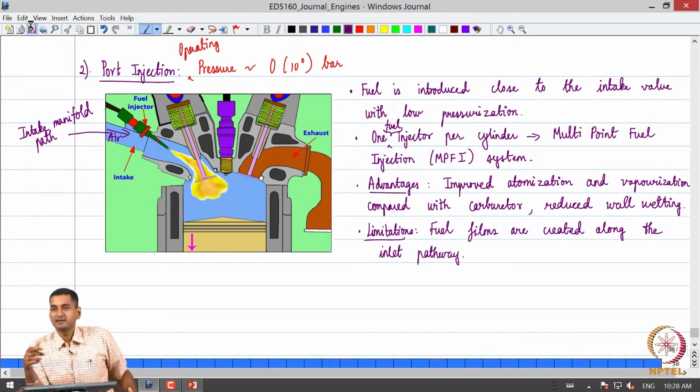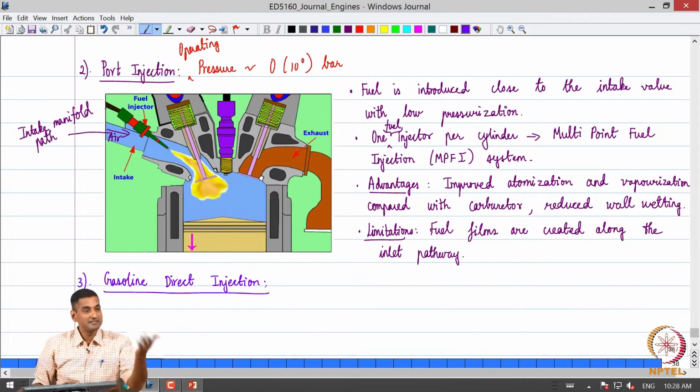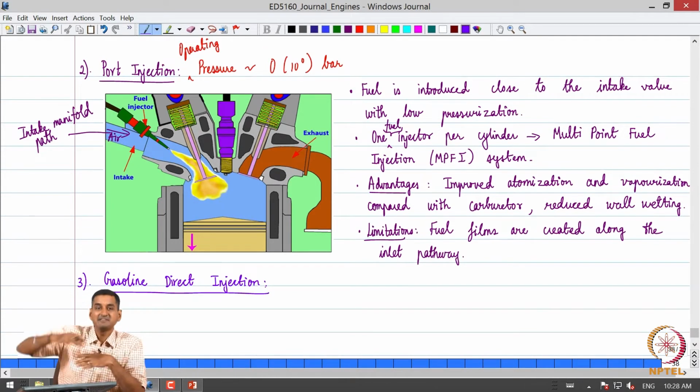So, by and large, most gasoline injection engines, or SI engines, or petrol engines, use an MPFI system. An alternative which has come up is what is called gasoline direct injection, or GDI. So, what is this gasoline direct injection? Traditionally, we started with the carburetor, then people moved to MPFI engines. Now, gasoline direct injection is also popular.